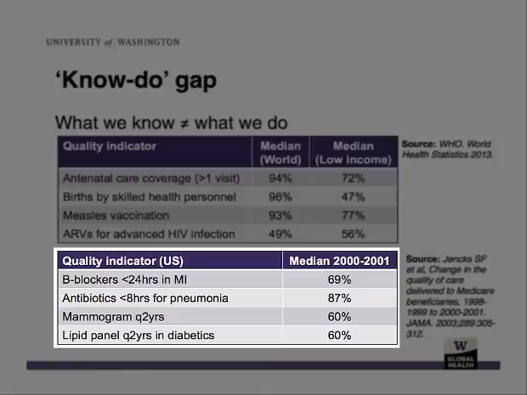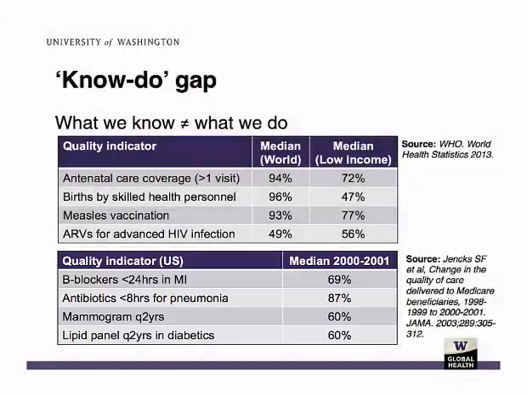Consider that beta blockers are only administered to 69% of patients who are admitted into hospital with signs of a myocardial infarction within 24 hours of admittance. Or in the case of antibiotics, for those who are admitted to hospital, they're only initiated within 8 hours amongst 87% of patients. And for preventive services like mammograms and routine lipid panels, we can see that we're falling even shorter than other protocolized interventions, even though these are paid for through a universal coverage scheme.